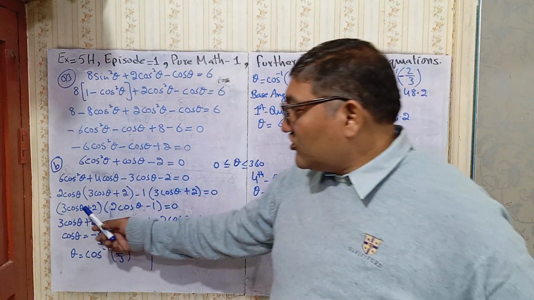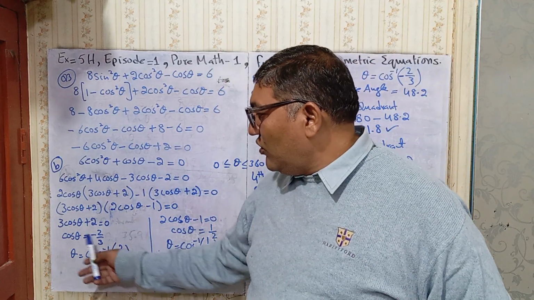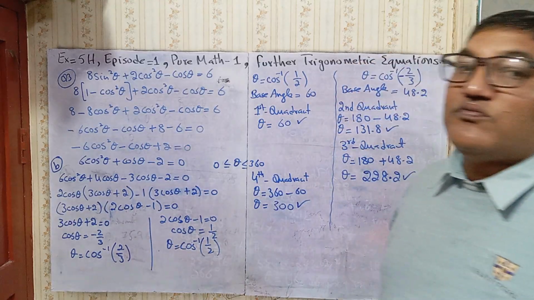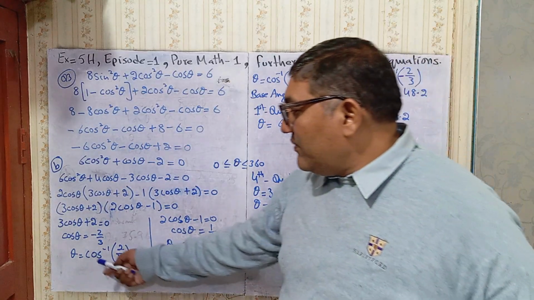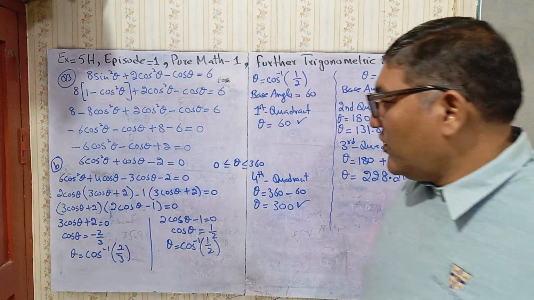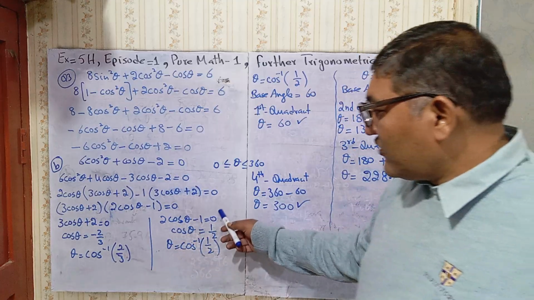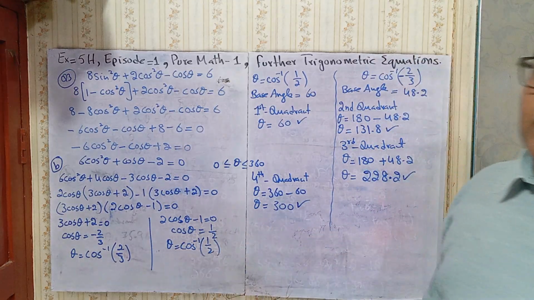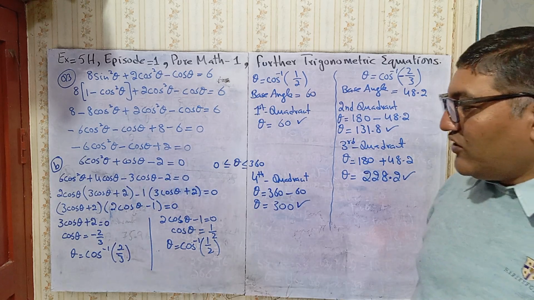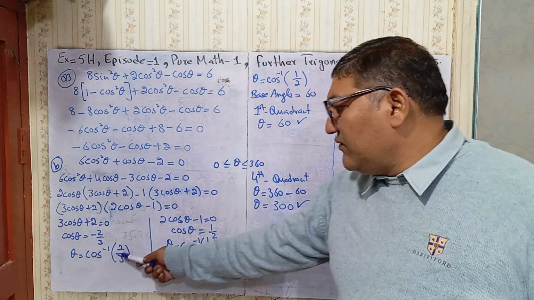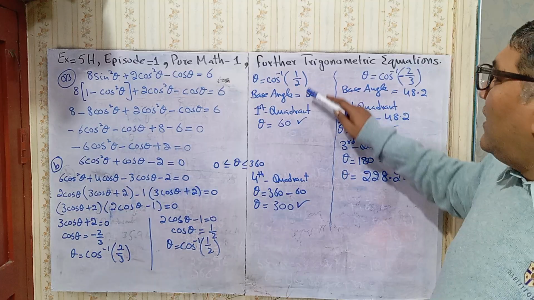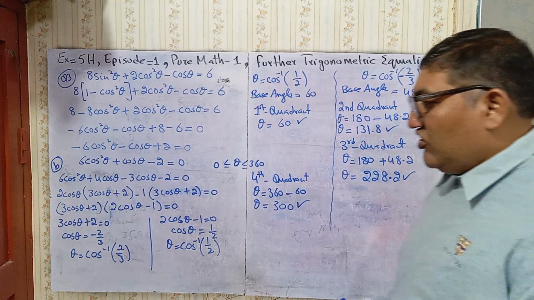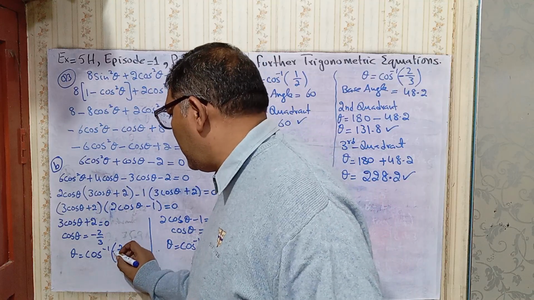So I will make this first bracket equals to 0. So 3 cos theta plus 2 equals to 0. So cos theta will be equals to minus 2 by 3. So theta will be equals to the cos inverse of minus 2 by 3. In the same way, 2 cos theta minus 1 equals to 0. Cos theta will be equals to 1 by 2. Theta will be equals to the cos inverse of the 1 by 2. So cos inverse of the 2 by 3, here we have negative, sorry.